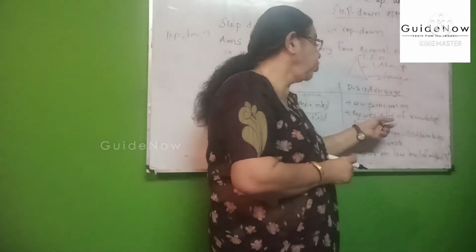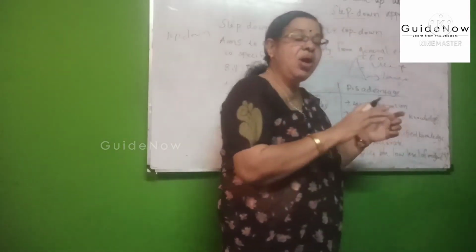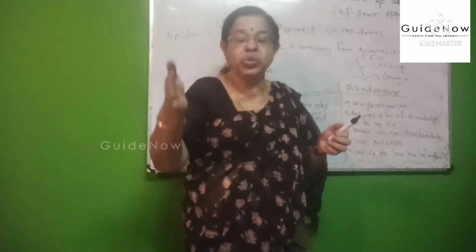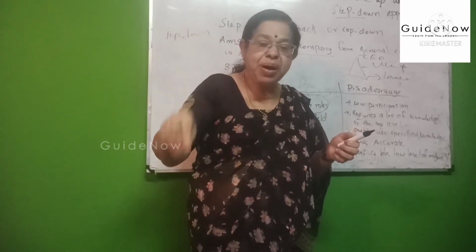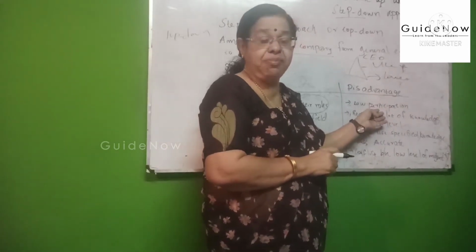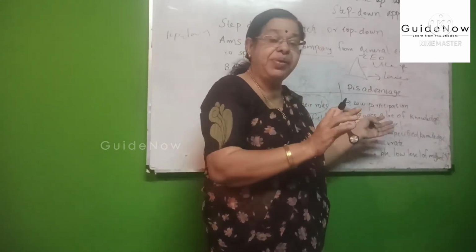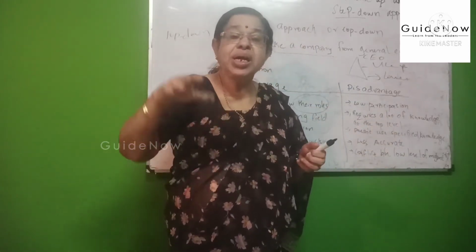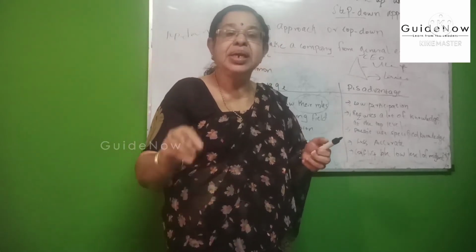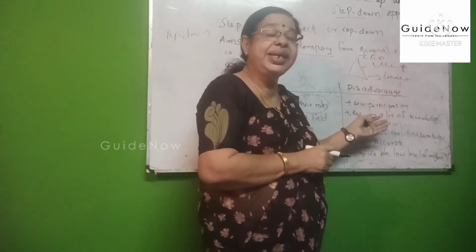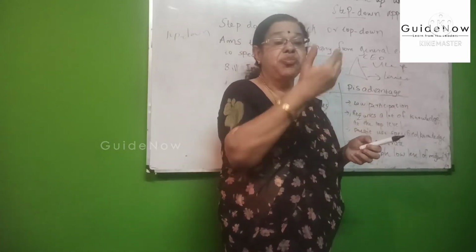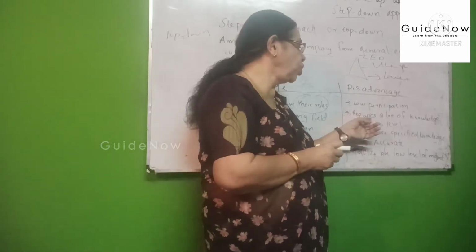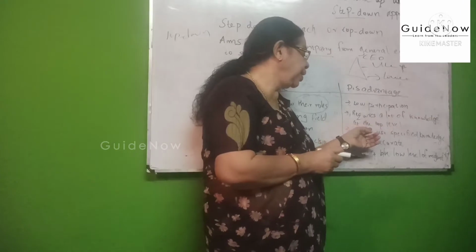Second, it requires a lot of knowledge at the top level. There is a lot of knowledge and information at the top level, and this is not passed to the lower strata or lower management, because all the decisions are taken by the top level. This passing of information is only theoretical. Theoretically they argued that information passes from top to bottom, but practically this is not possible.